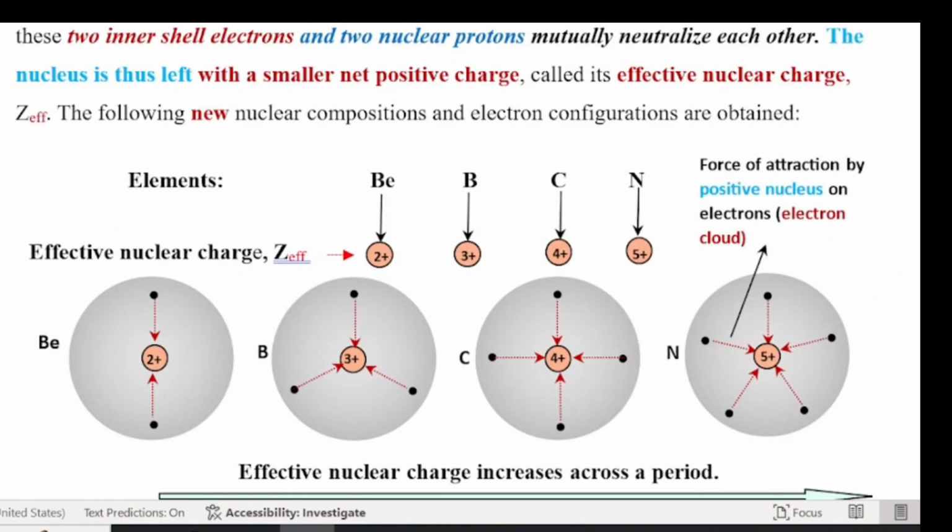So what we will say is this. We will say that the effective nuclear charge that's left on each of these nuclei will be 2 plus here, because it's 4 before and 2 of them have been neutralized. This will be 3 plus, 4 plus, and 5 plus. So effectively, what's left of the nuclear charge is 2 here, 3 here, 4 here, 5 here.